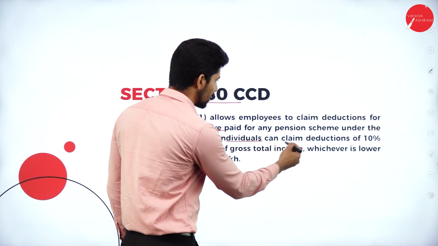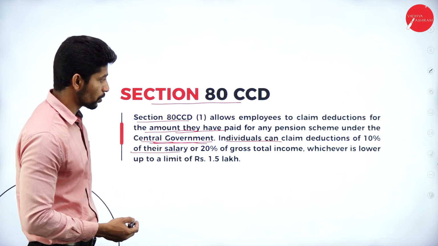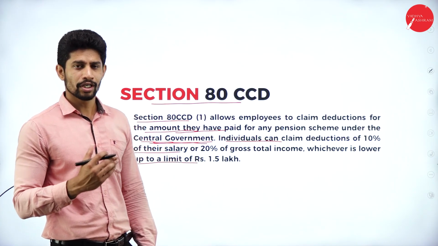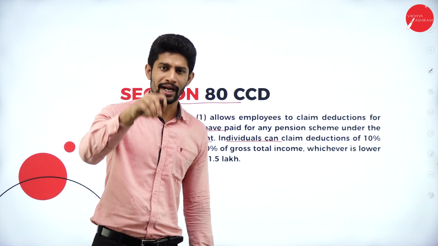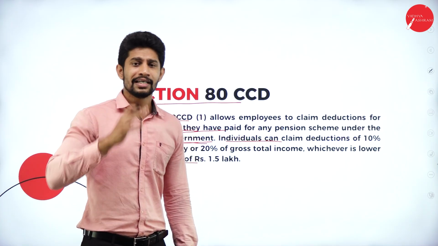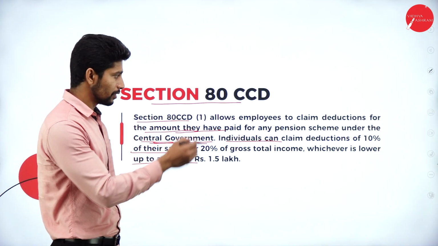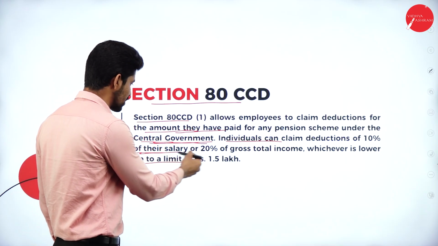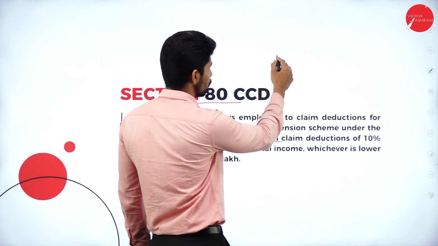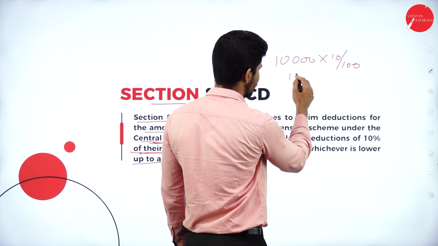An individual can claim deductions of 10% of their salary or 20% of gross total income, whichever is lower, up to a limit of rupees 1.5 lakh. Yes, as an individual you are working and you have planned to invest under the central pension scheme. You can get the deduction if you are investing in the central pension scheme up to rupees 1.5 lakh. That too, the deduction will be considered as 10% of your salary. Whatever salary you are receiving, on that, if it is like 10,000 rupees, then 10% of it is rupees 1,000.